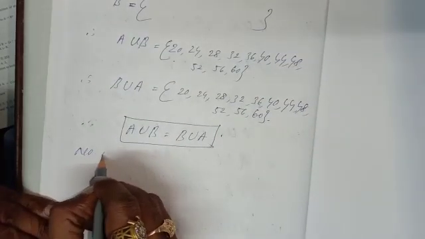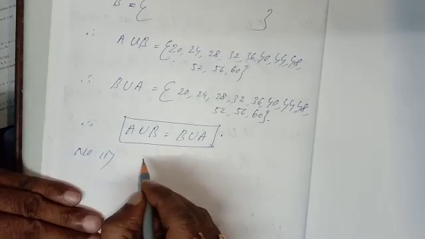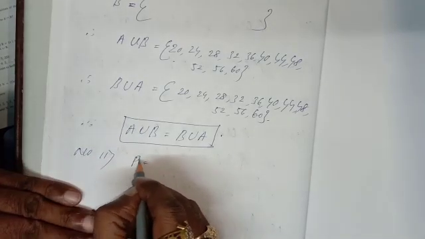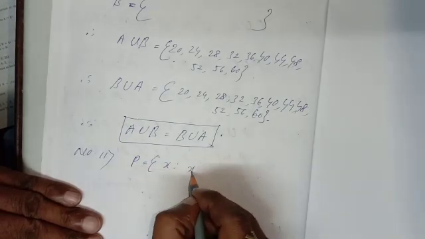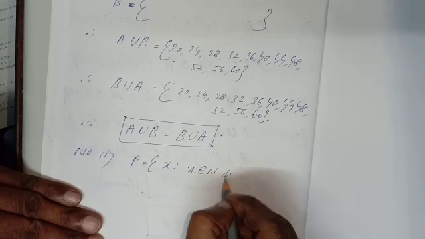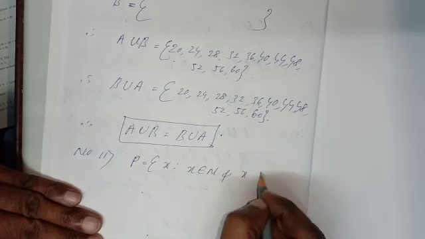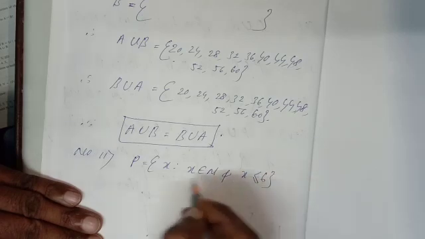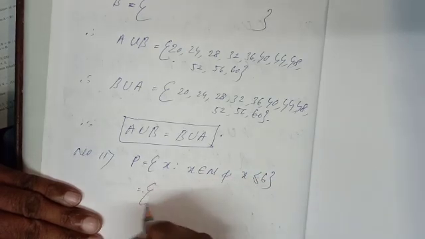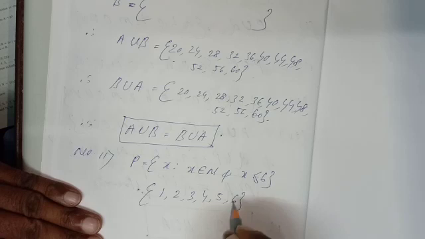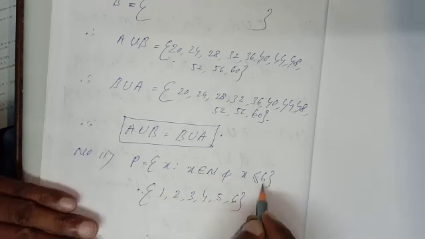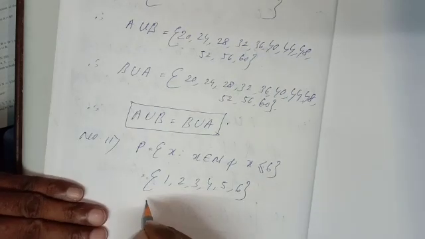Question number 11, it is given: P is a set having elements x such that x belongs to natural number and x is less than or equal to 6. So what are the elements? Natural numbers start from 1, 2, 3, 4, 5 up to 6, because the condition given is x belongs to natural number and x less than or equal to 6. This is the set P.